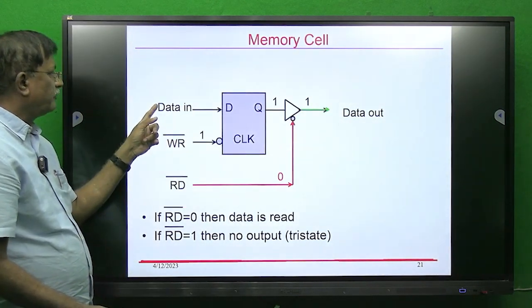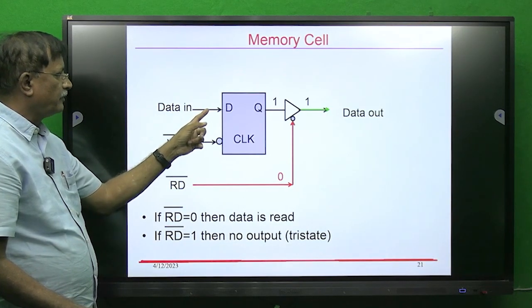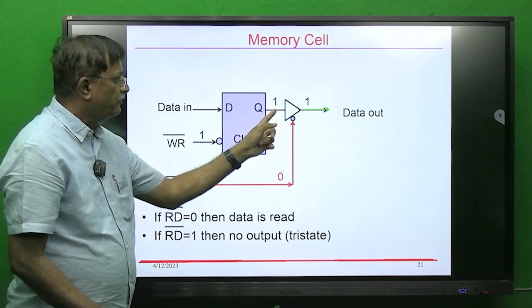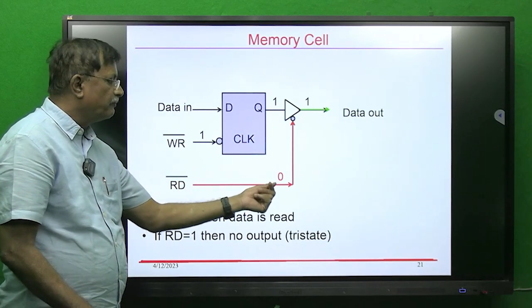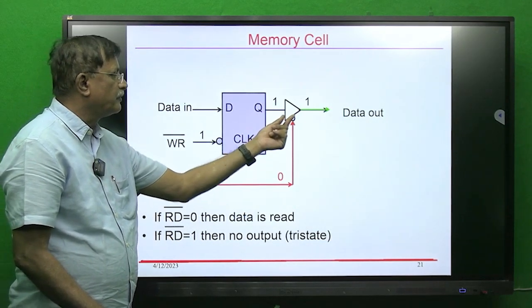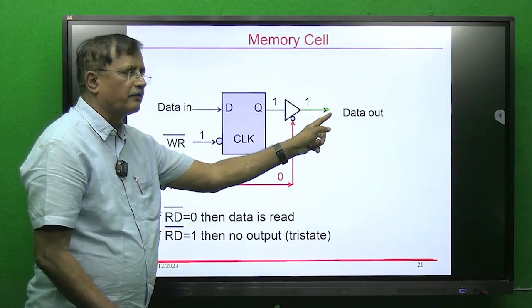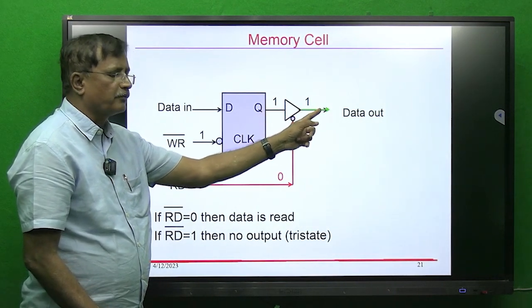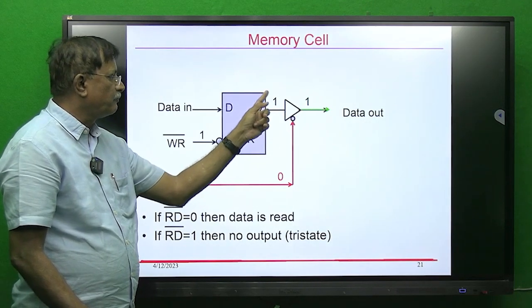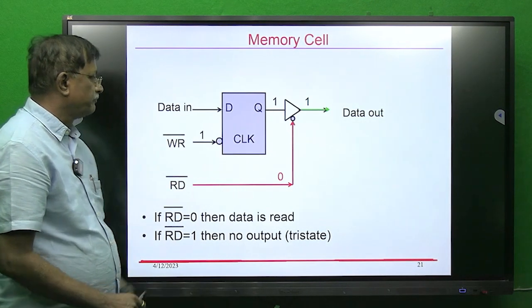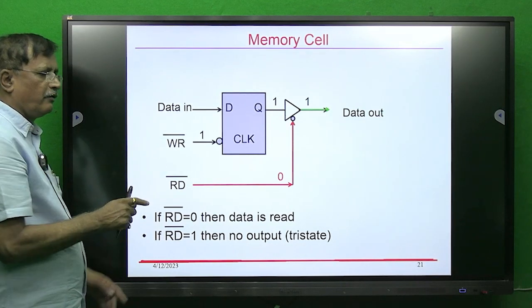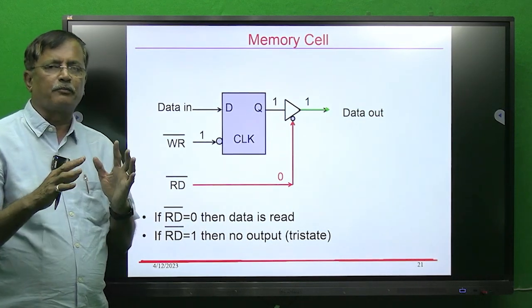So this is a line where data will come from the processor, which will be stored, and whenever the processor wants to read, it can give the read signal 0, and this is enabled, and you get this data here. So if here it is 1, you get 1. If it is 0, you will get 0. So this is actually a point where data is stored. And by using these two control signals, read bar and write bar, the processor will manage the read write operation.